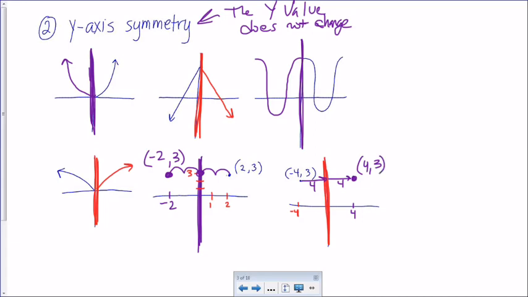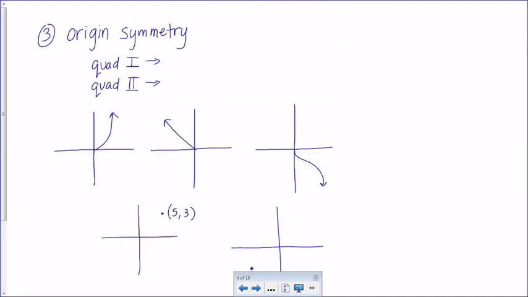Notice how my y value did not change when I have y-axis symmetry. It was just the x value that switched from positive to negative, or from negative to positive in this case. All right. Now the third kind of symmetry that we just talked about is actually called origin symmetry.